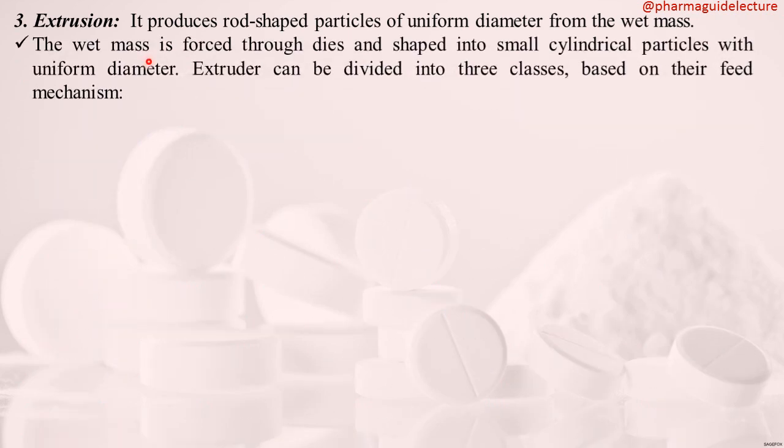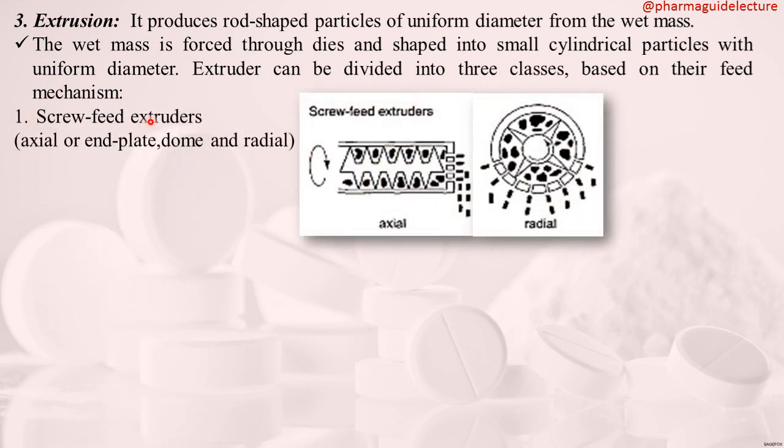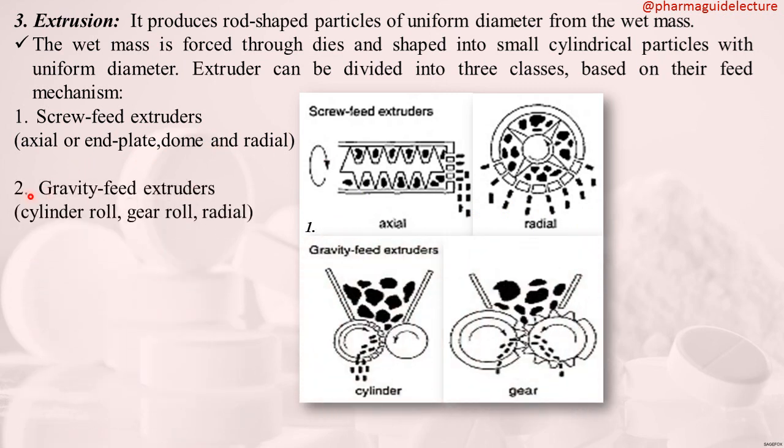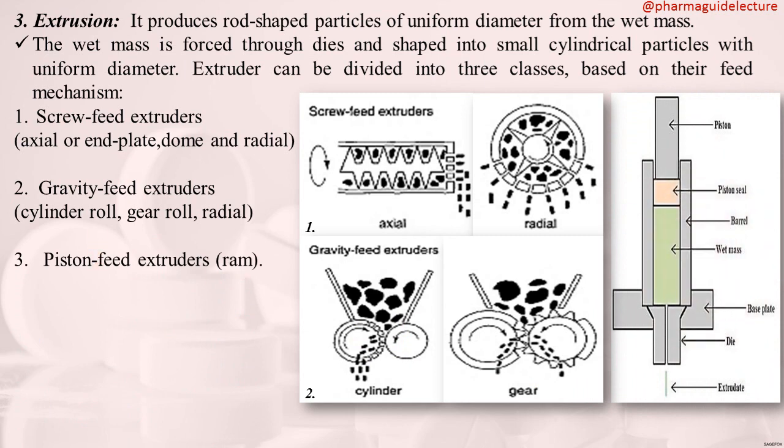Third step is extrusion. It produces rod shaped particles of uniform diameter from the wet mass. The wet mass is forced through the dies and shaped into small cylindrical particles with uniform diameter. Extruders can be divided into three classes based on their feed mechanisms. First is the screw feed extruders, axial or end plate, dome and radial extruders. Then the gravity feed extruders, cylindrical roll, gear roll or radial. Third is the piston feed extruders.